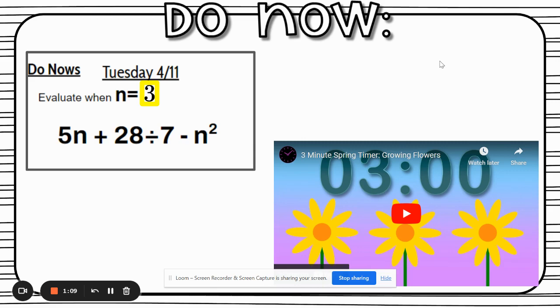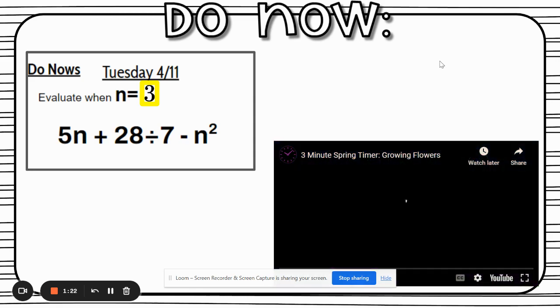where the missing number is 3. You're being asked to evaluate the expression when n equals 3. So substitute 3, take a few minutes, and work it out.